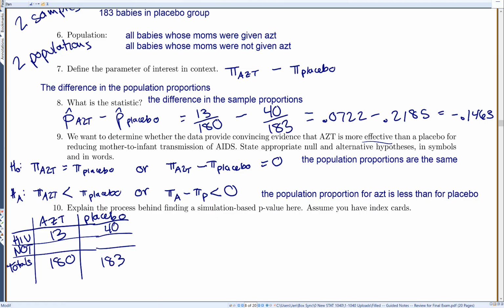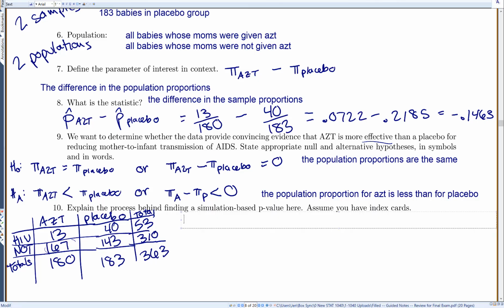Now, one of the hardest parts of two proportions is you have to figure out what number comes here. So we're going to do 180 minus 13. That tells me that there were 167 babies in the AZT group that did not get HIV. And then we'll do 183 minus 40, which gives me 143 in the not group. Let's add everything up here. We have 53 that got HIV total, and 167 plus 143 is 310 in the not group. If I add all of that up, I should get 363 as a grand total.